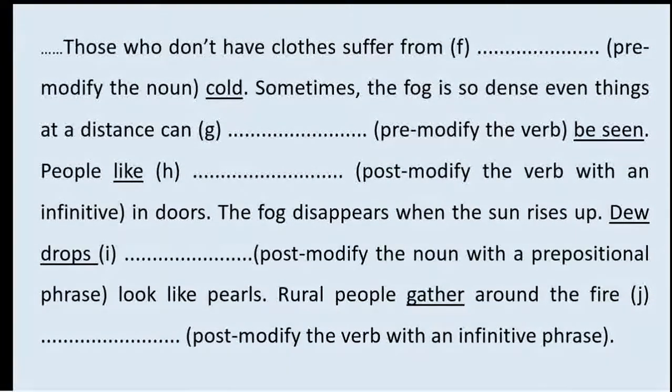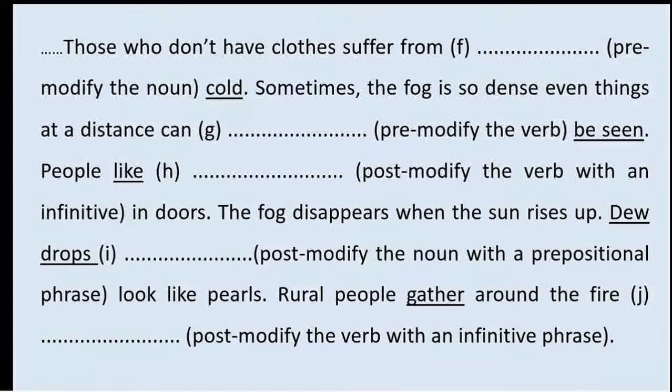So these are the words you can choose to pre-modify the noun cold. And here all three are correct. Sometimes the fog is so dense even things at a distance can, dash, pre-modify the verb be seen. And here the verb will be pre-modified with an adverb. So what is the right adverb here? You can write here often, you can write here hardly, but which one is correct?